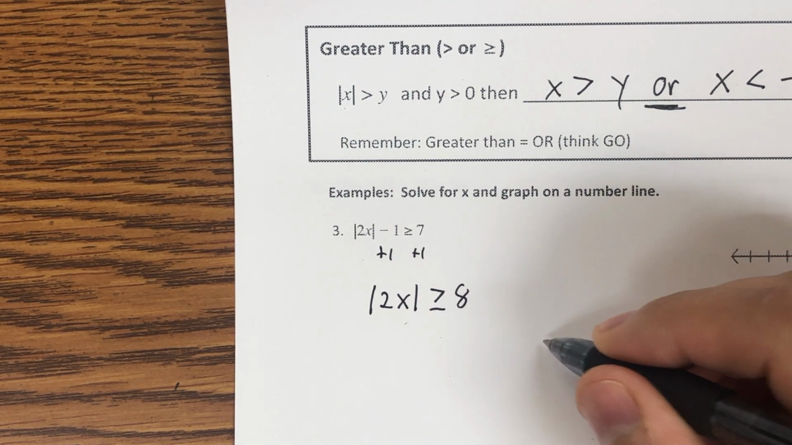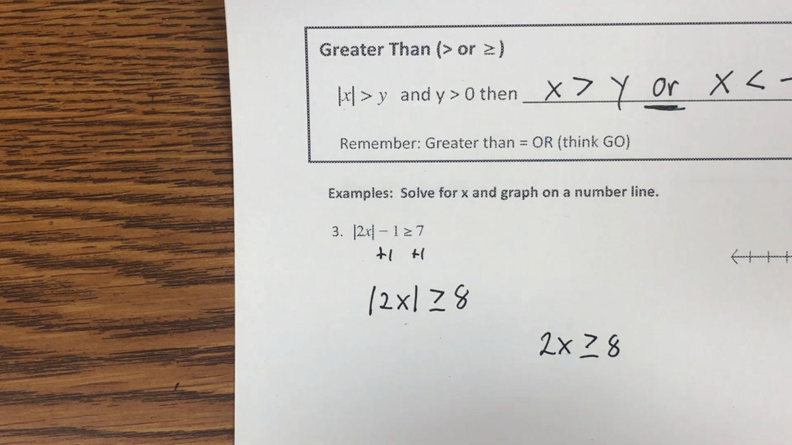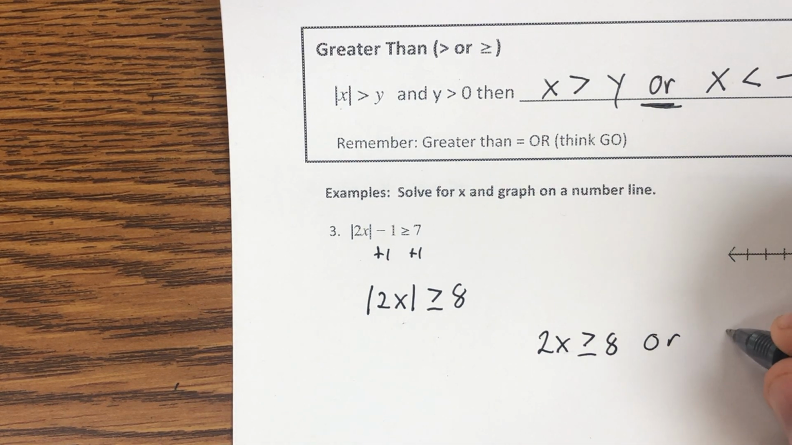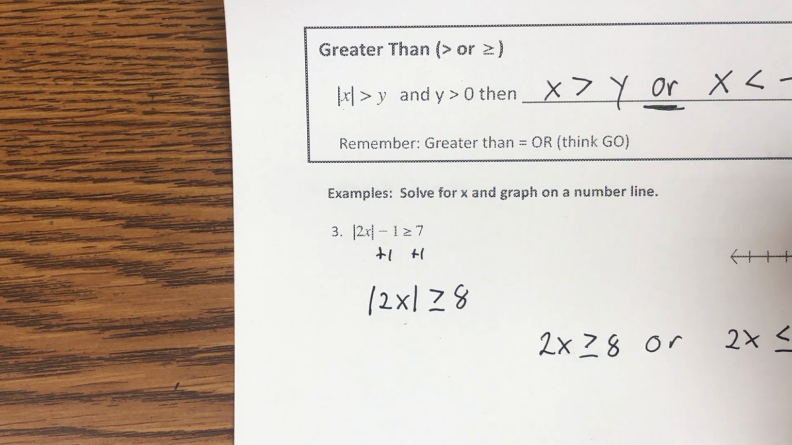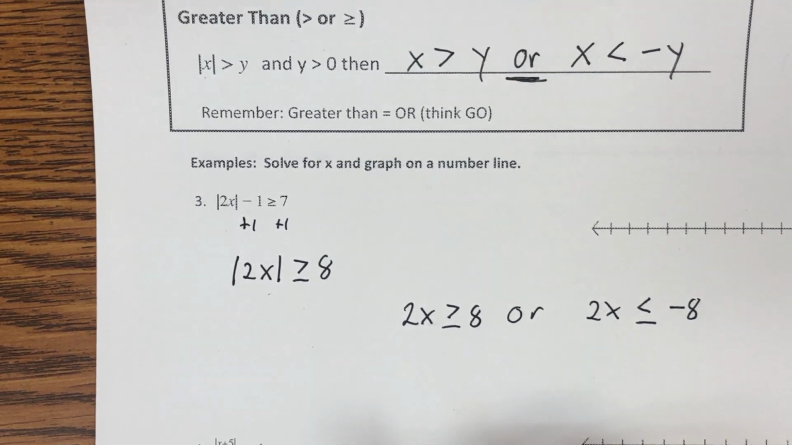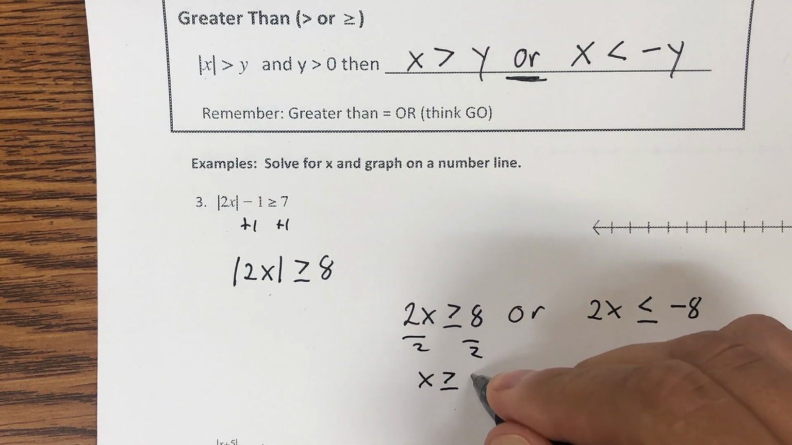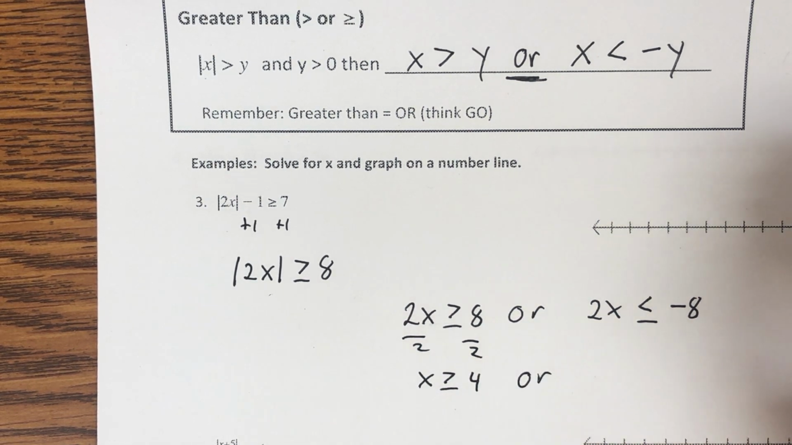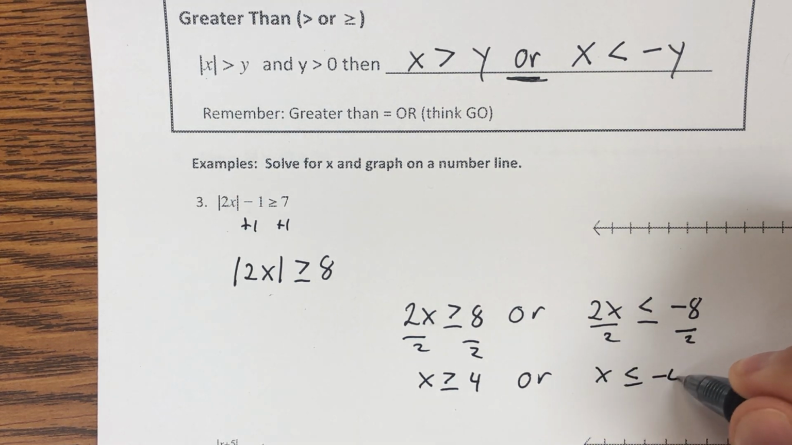Take what's inside and rewrite. 2x greater than or equal to 8. The first one does not change. Or 2x, flip the sign, less than or equal to, flipped it. Negative 8, make it negative. Okay. All right, now we just got to solve both, so we got to divide by 2, and x is greater than or equal to 4. Or divide by 2, x is less than or equal to negative 4.